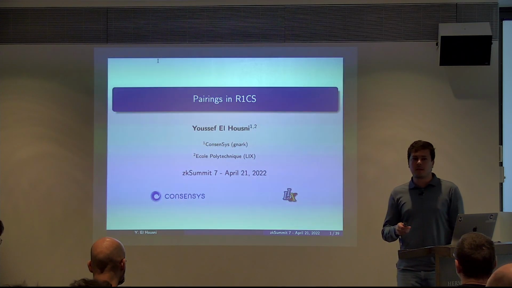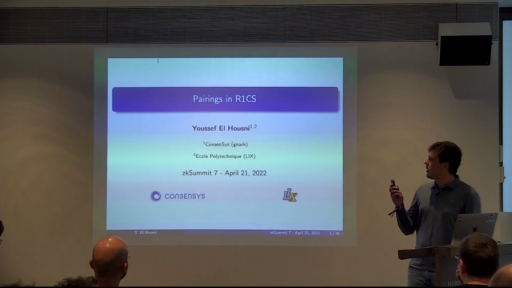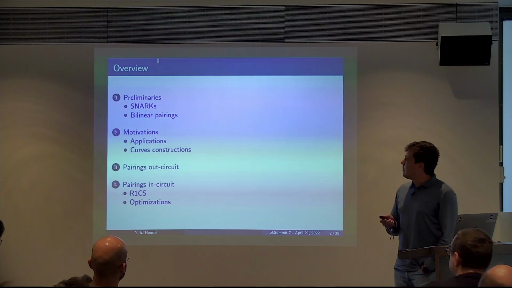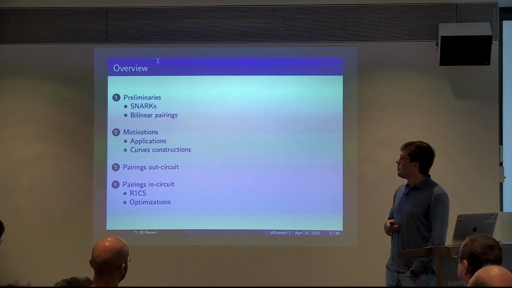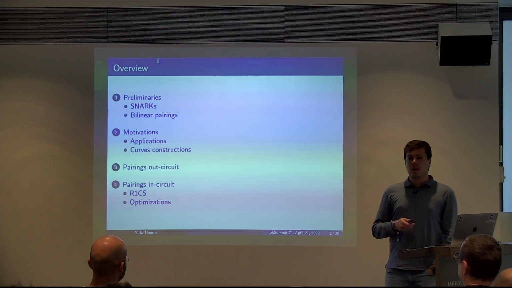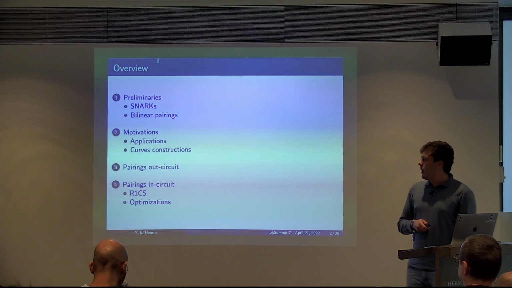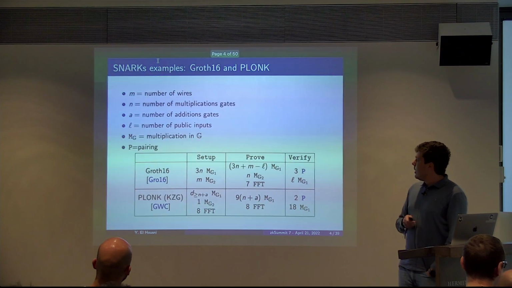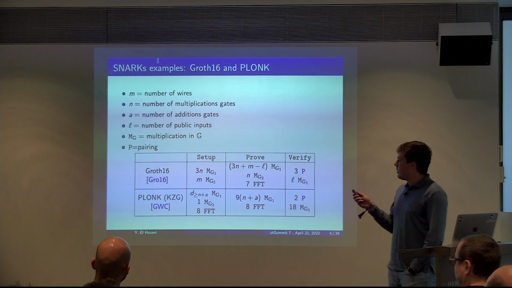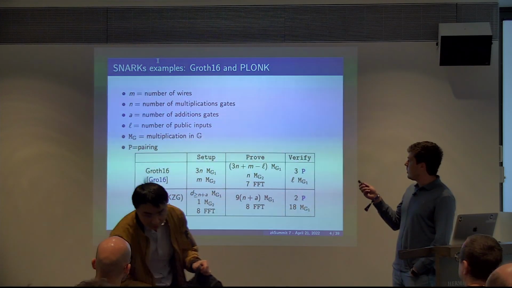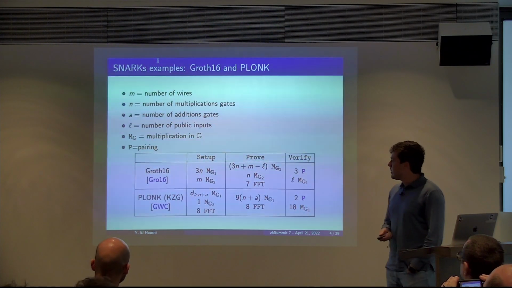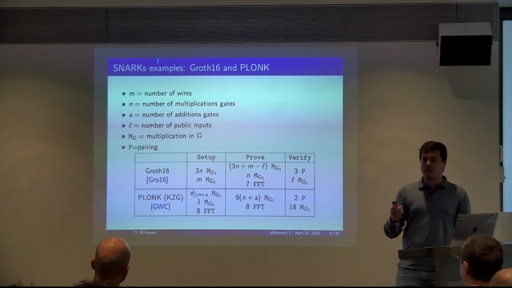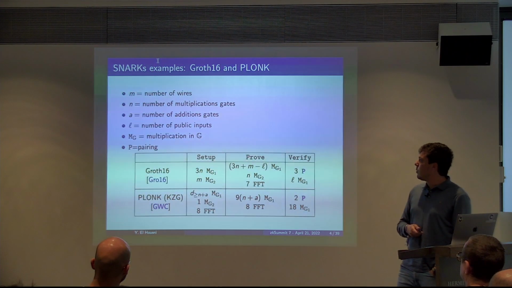So we had this presentation, if you were here before, on arithmetization, including L1CS, so that's cool. I'm going to talk about some preliminaries on SNARKs and pairings, then some motivations why we would like to write pairings in L1CS, and then how we optimized the pairings, so the number of constraints of this circuit. Here I just gave two examples, Gauss 16 and Planck. What is most important for us is the proving time. Basically, if you reduce the number of constraints, then you reduce the time to generate this proof. So this is why we want to reduce the number of constraints.